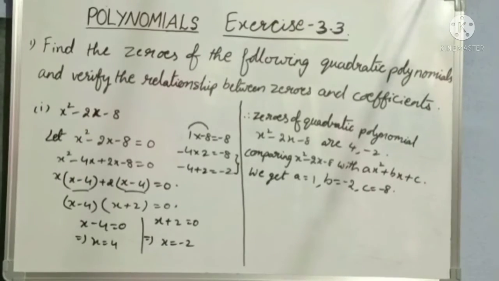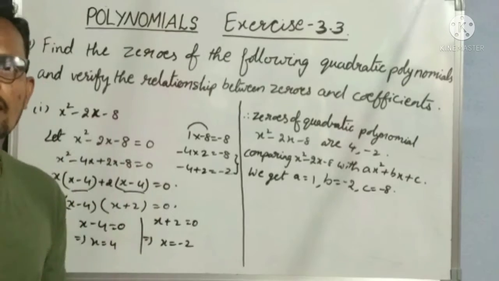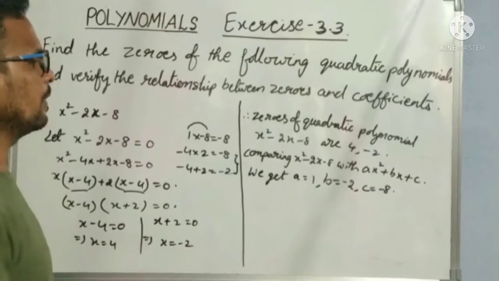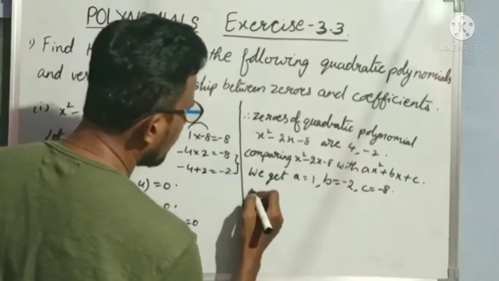Up to here, everybody understood? Anyone has any doubt? If anyone has any doubt, please mention it in the comment section. Now up to here we have completed. Now we want the sum of the zeros and the product of the zeros.